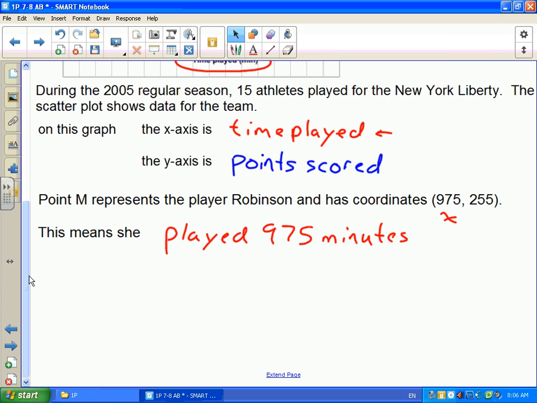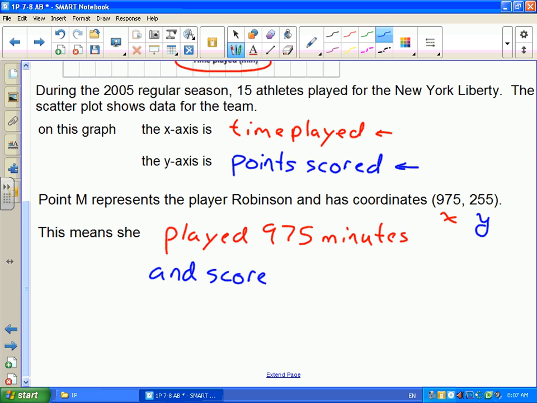And the second number, the 255, is our y-coordinate. What's plotted on our y-coordinate? Points scored. So the 255 represents the number of points she scored. So she played 975 minutes and scored 255 points in those 975 minutes.